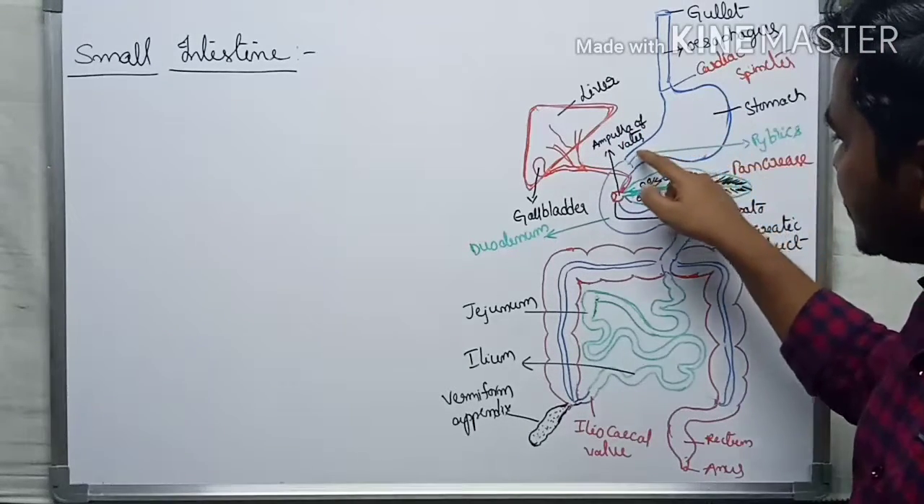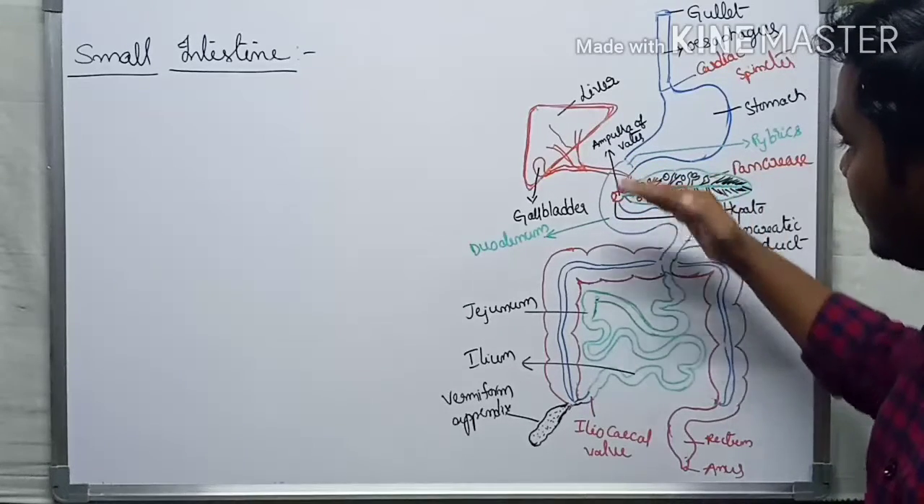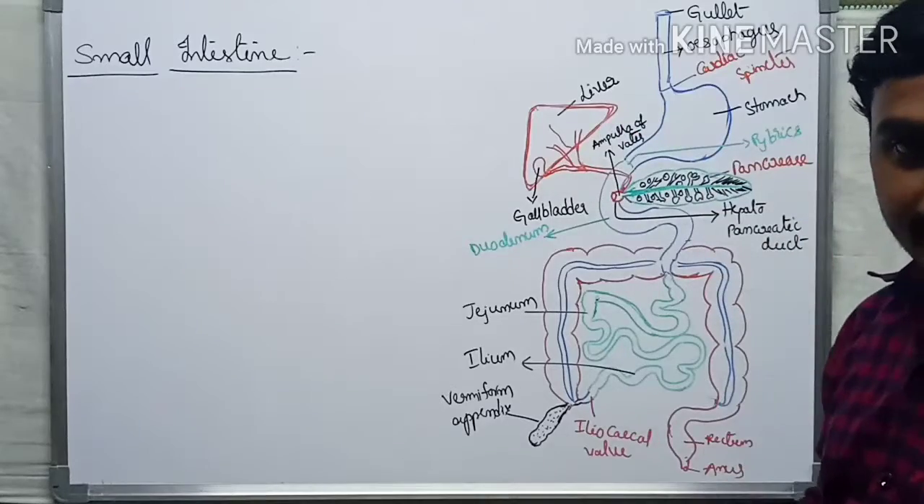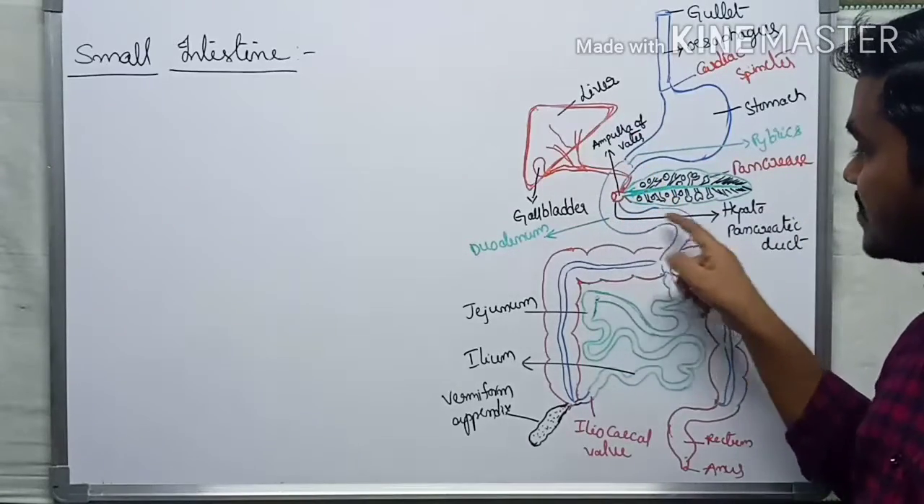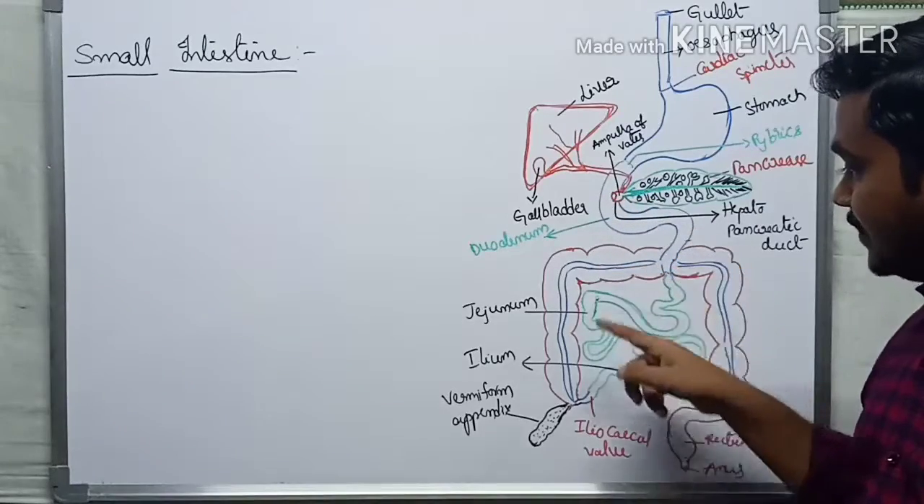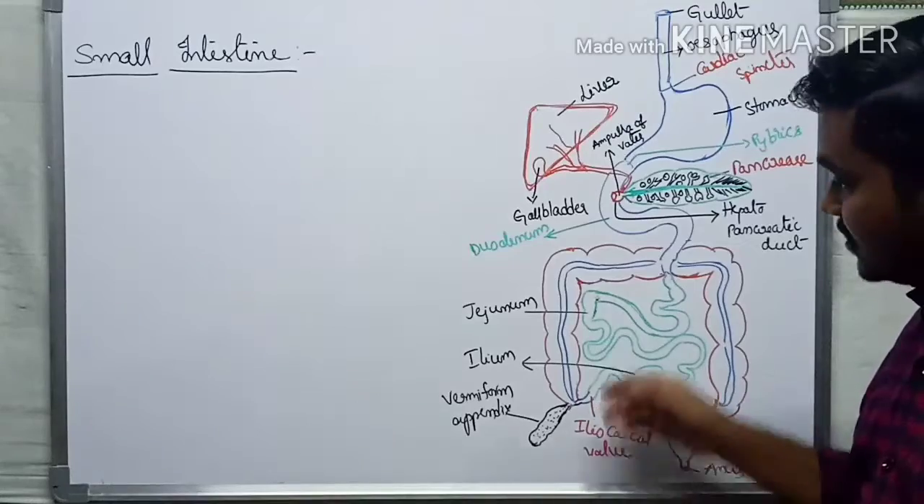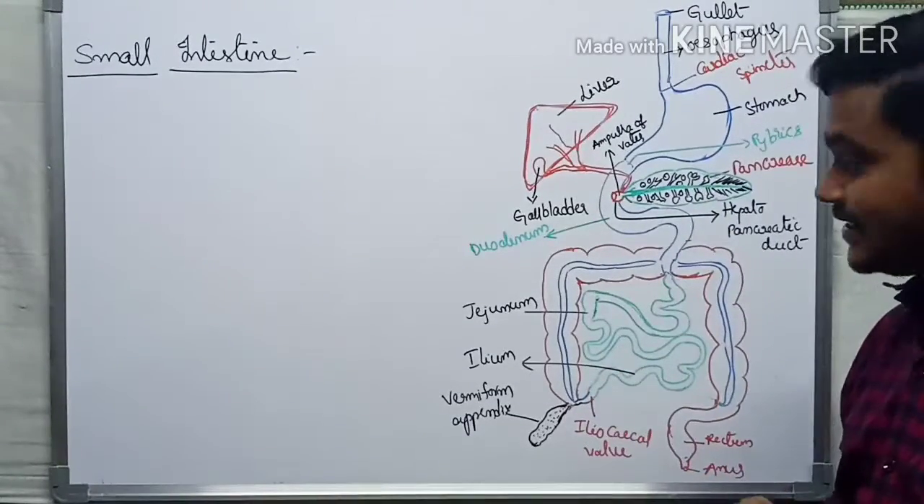So the stomach opens into the small intestine. Next region, that is the small intestine region, with the help of the pyloric sphincter. The small intestine consists of three parts: the U-shaped duodenum, then the jejunum region, and the next region, the ileum region. These three parts come under the small intestine.